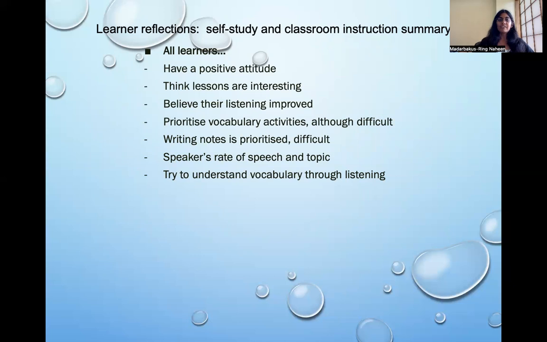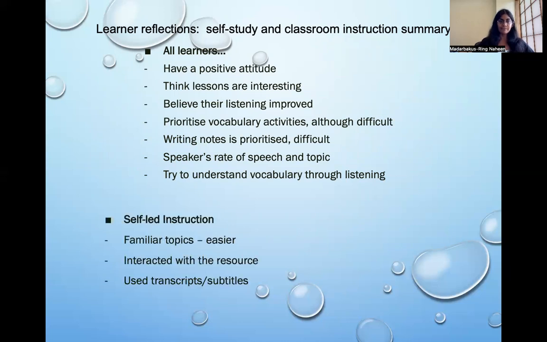They tend to prioritize vocabulary activities, although they find vocabulary difficult. And although they prioritize writing notes, they still find it difficult, although they understand the value in this. They feel that the speaker's rate of speech and topic is still quite difficult to understand, so they try to pick particular vocabulary and keywords to understand the listening.